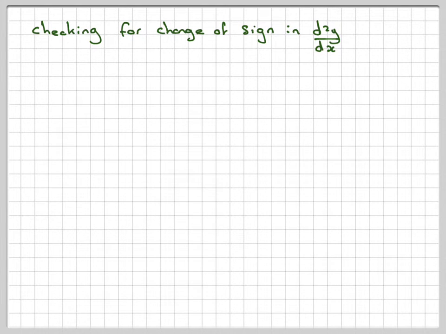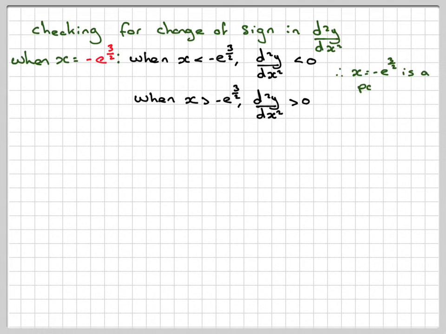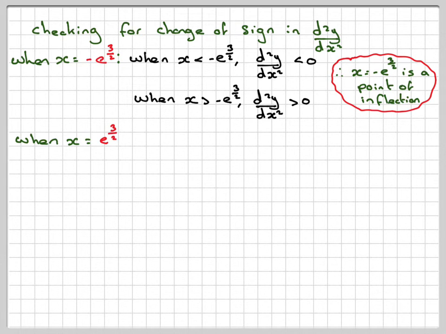We should just check then that there's been a change of sign in the second derivative between those points. So when x is minus e to the 3 over 2, when x is less than that, then the second derivative is negative. You can check this with a calculator by putting it into the second derivative. And when it's greater than, then the second derivative is positive. There's a change of sign. Therefore, x is minus e to the 3 over 2 is a point of inflection. And similarly, when x is plus e to the 3 over 2, same idea.